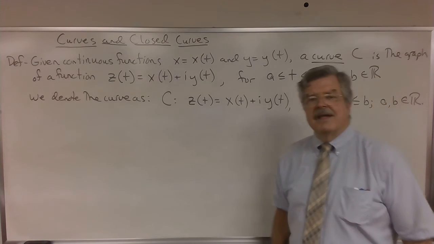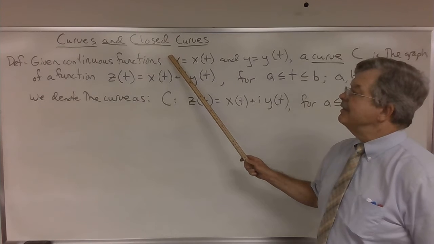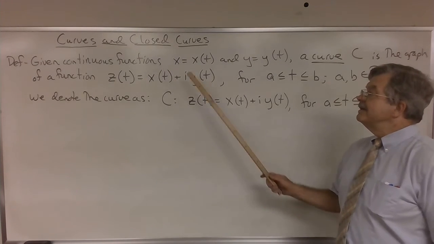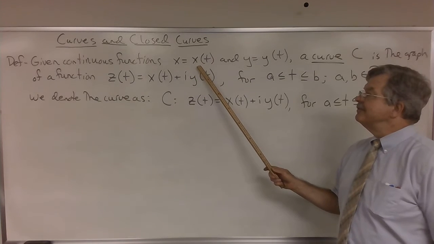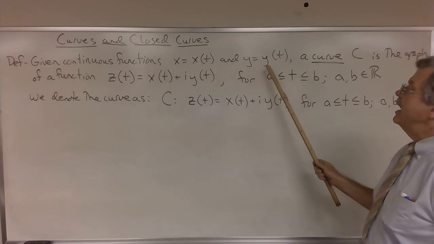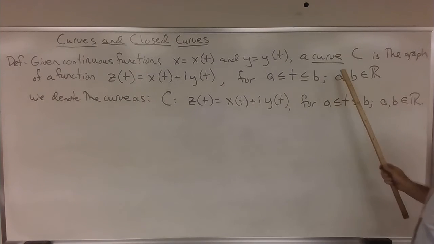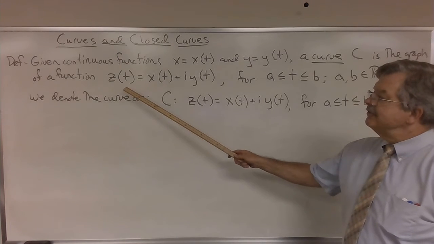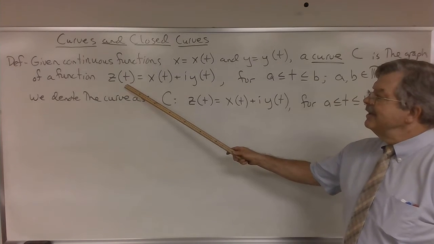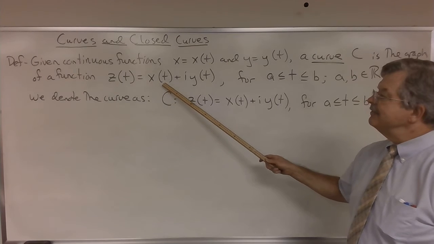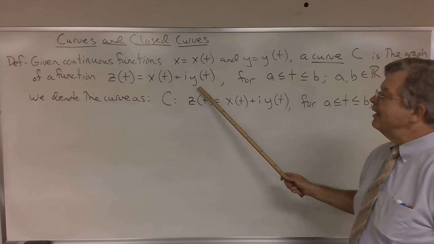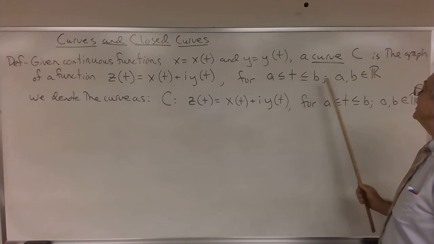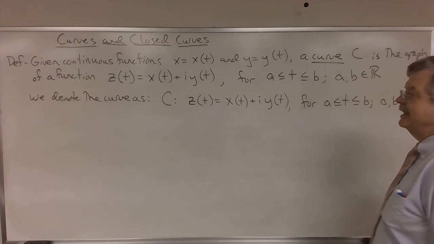Hello everyone. Today we're going to be talking about curves in the complex plane. Given continuous functions x, which is a function of t, and y, which is a function of t, a curve, capital C, is the graph of the function z of t, where the real component is x of t and the imaginary part is y of t. And t varies between a and b for real numbers a and b.